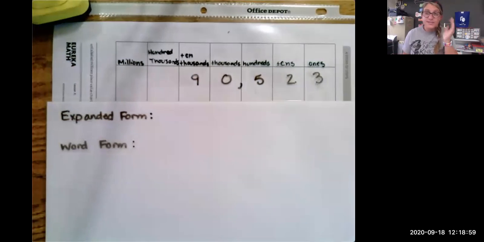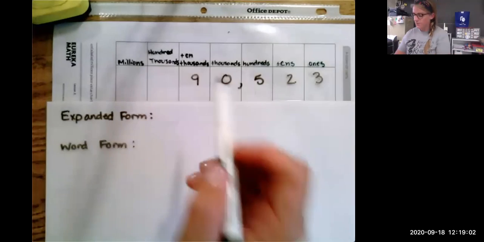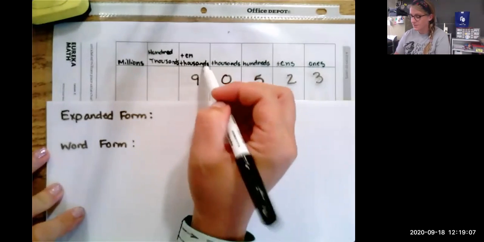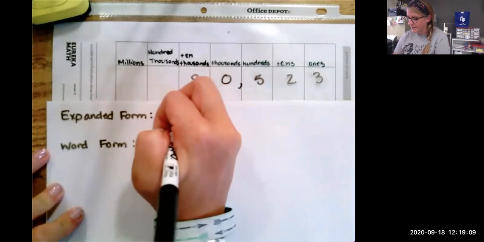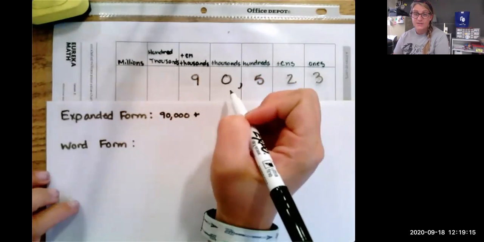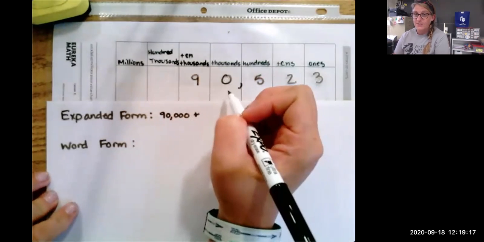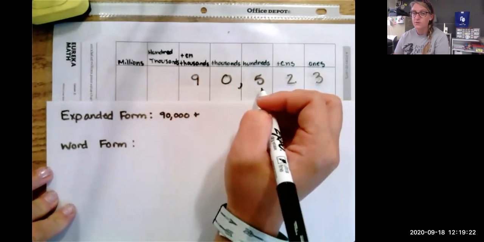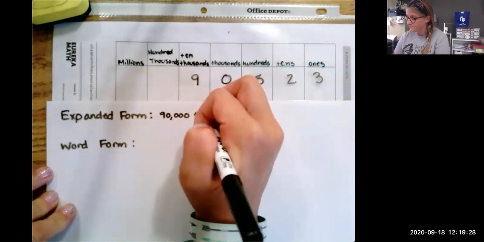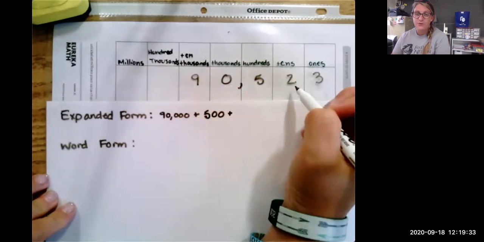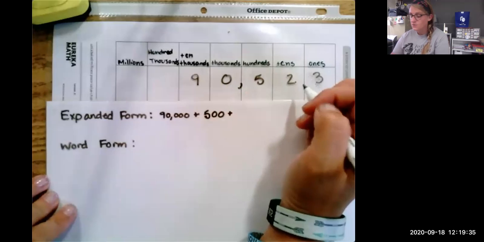Okay, we're going to start with expanded form. So starting with the first digit, this 9, the value of the 9, since it's in the 10,000s place, is 90,000. The 0 is in the thousands place. That means we won't have any thousands in our expanded form. Our 5 is in the hundreds place. So the value of this digit of 5 is worth 500. There's a 2 in the tens place. The value of the 2 in our tens place is 20.